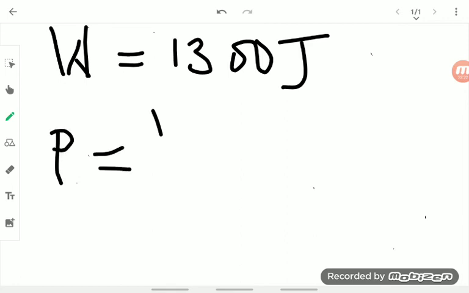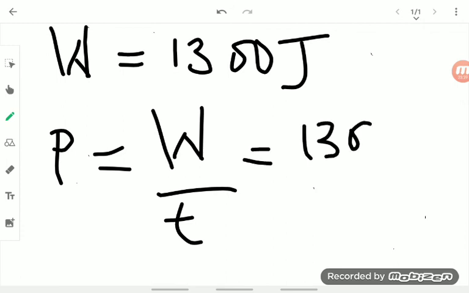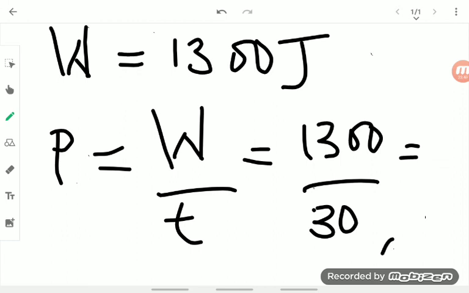Power is just equal to work divided by time. So it'll be 1300 over 30 seconds. If your time is in minutes, you need to convert it to seconds. So 1300 divided by 30 will be our power, and we get 43.33. And we know that's watts.